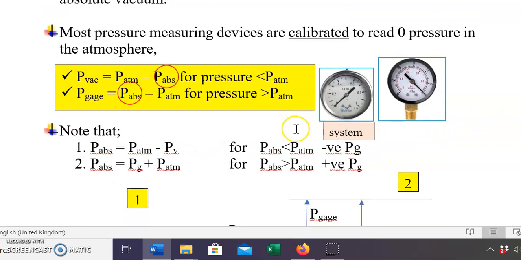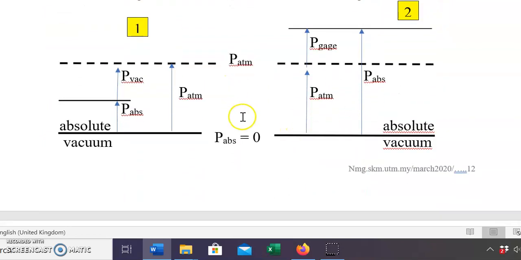So this is better described with the schematic diagram here. If you have your vacuum pressure and you want your absolute pressure, you would have to get the atmospheric pressure and subtract the vacuum pressure to get the absolute pressure. For the pressure gauge that showed a reading, to get the absolute pressure, you have to add that to the atmospheric pressure. Be clear about that.